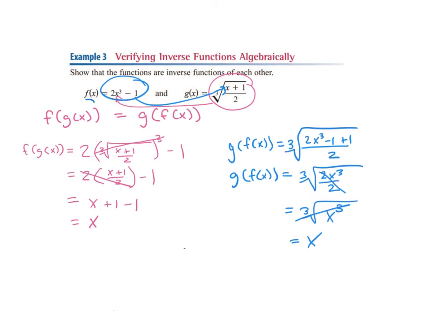When we get that f of g of x and g of f of x are equal, then these two functions are inverses of each other. So because we got the same exact thing, then these are inverses. We just have to verify, so we could just say that they're inverses of each other.